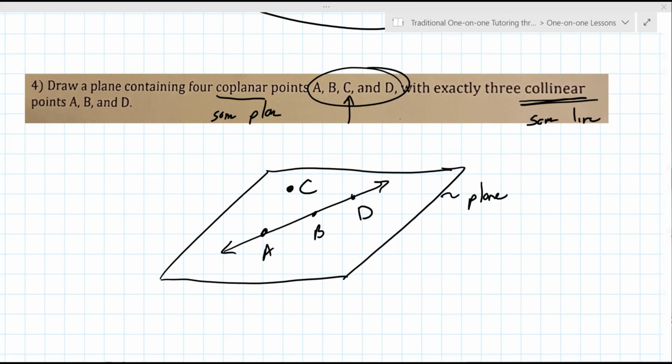So coplanar. Coplanar means same plane, right? Same plane, yes. Collinear means the same line. Okay. So I wrote that down. I wrote those down. Great.